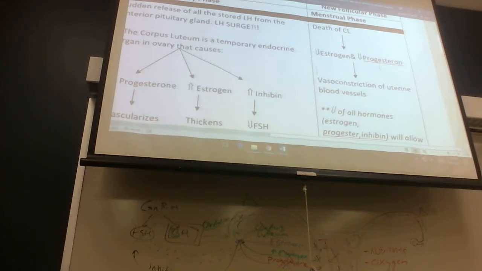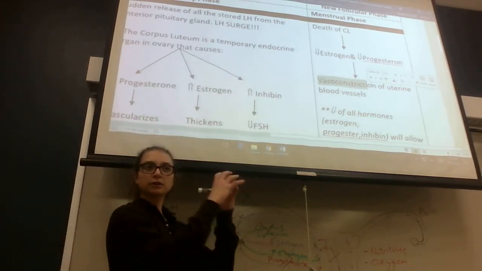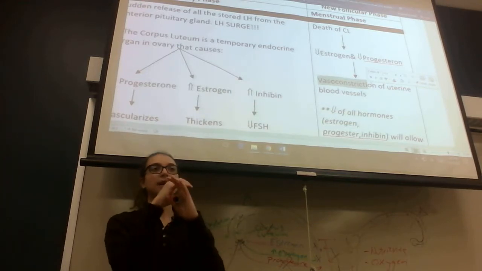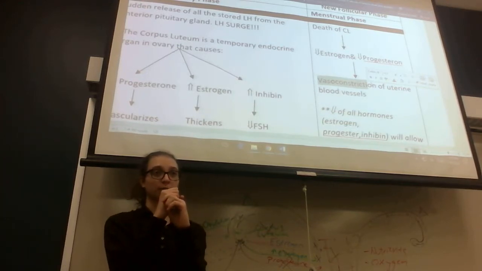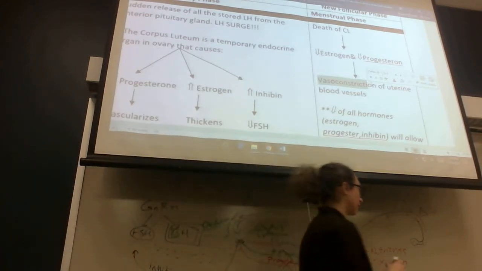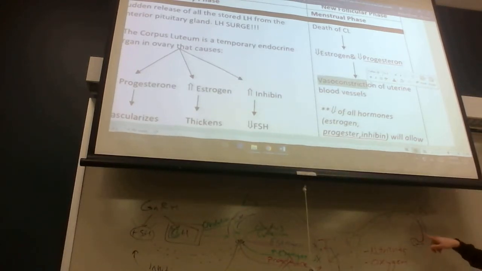So something else too is when your progesterone decreases, those blood vessels that were pumping your uterus full of stuff because it wanted to have a baby, it's going to constrict. And when it constricts, it's going to cut off blood supply. Now, when you cut off blood supply, you cut off two things, right? You cut off the nutrients, and you cut off the oxygen. Okay. All right?